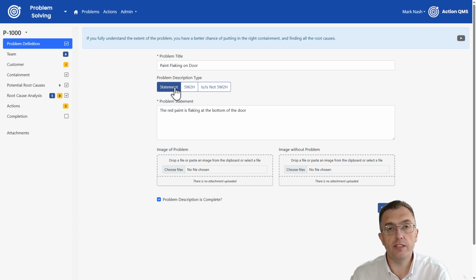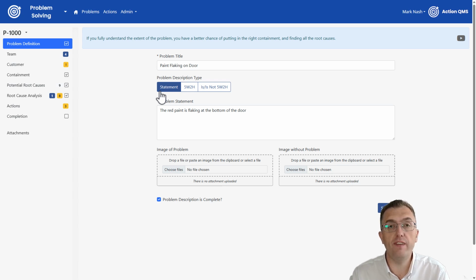The problem solving system is a place for you to record and track your problem solving. So when you have a problem within your business, obviously you're going to want to solve it, but you're also going to want to solve it properly so it doesn't come back again. And this is where we'd follow a process such as the 8D, which is used widely throughout the automotive industry. And everybody implements it differently.